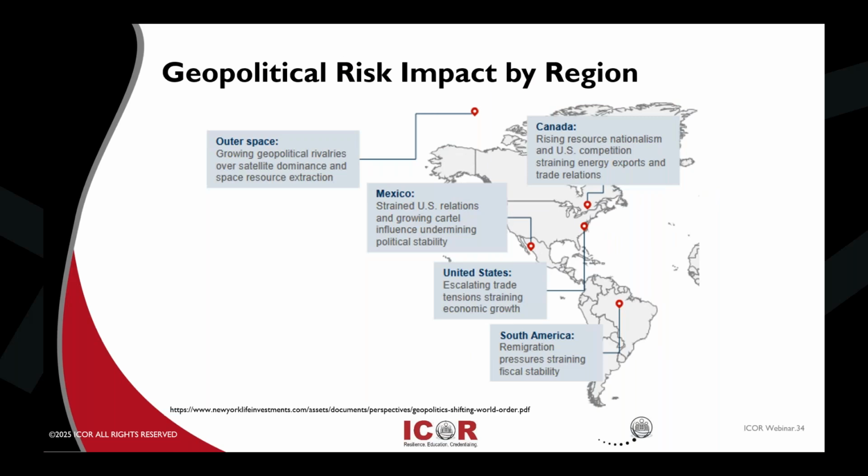In Canada, they cited rising resource nationalism and US competition, which is straining their energy exports and trade relations. In Mexico, again, they cited strained US relations and a growing cartel influence undermining political stability. In the United States, they pointed to escalating trade tensions straining economic growth. In South America, remigration pressure straining fiscal stability. I think if this was written today, they might be pointing to Venezuela as an issue with the United States, but this was looking at all of South America.